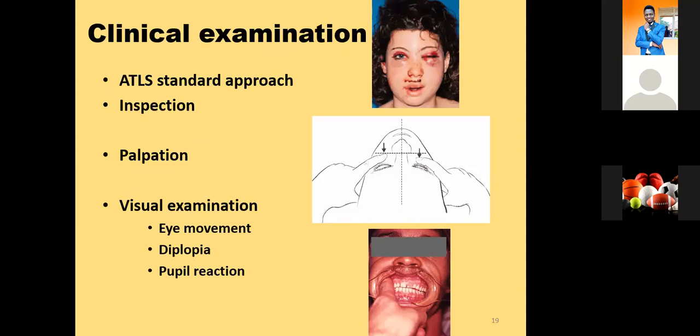So the standard approach of clinical examination is what we do. When you do visual examination, you see your patient. That's why you need your eyes working, so that you are able to see.